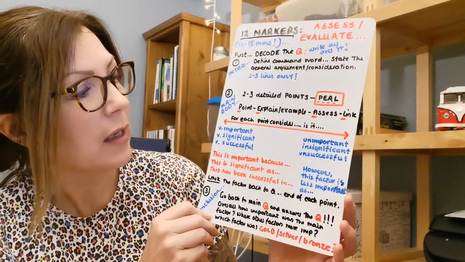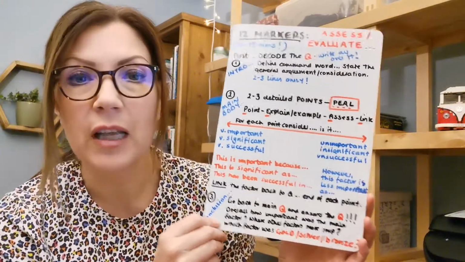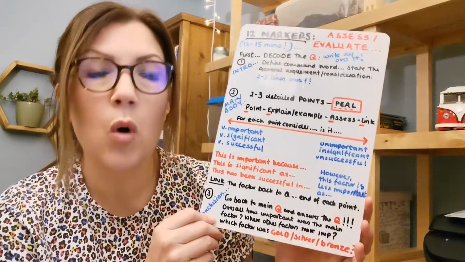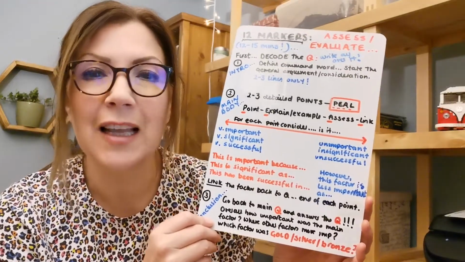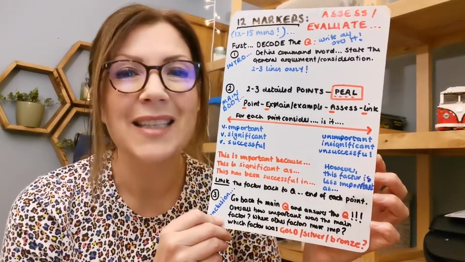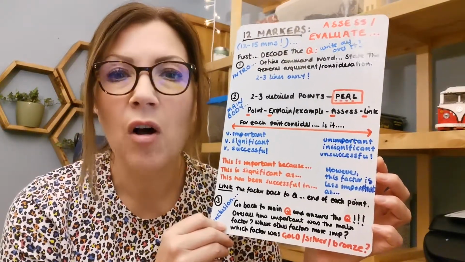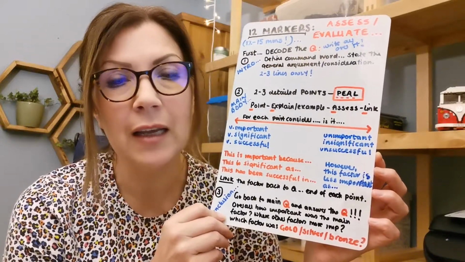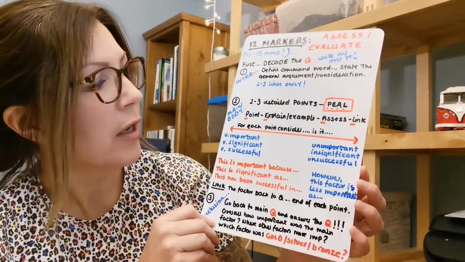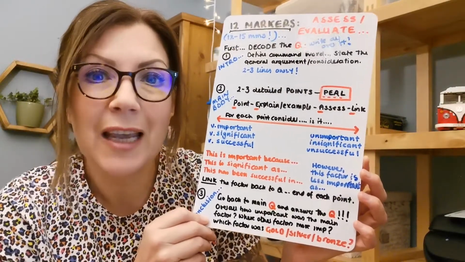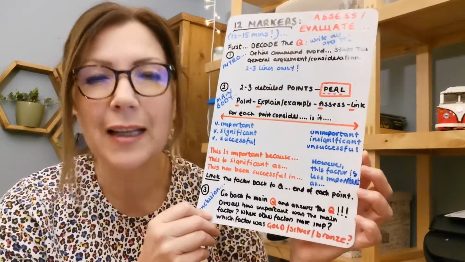So for each point, you're going to take the point, that's your factor, and you're going to explain. That's the AO1, the explanation of what it is. What is that factor? What does that factor mean? That's your description. Now, generally, there are fewer marks for AO1 because that's just content. Most of the marks are for AO2, which is the assess part of the answer. So you're going to give the point, give an example of the point and a few key facts about the point. That's quite important to do.